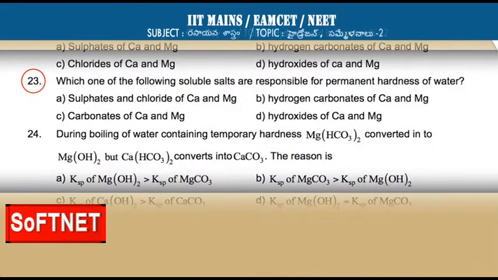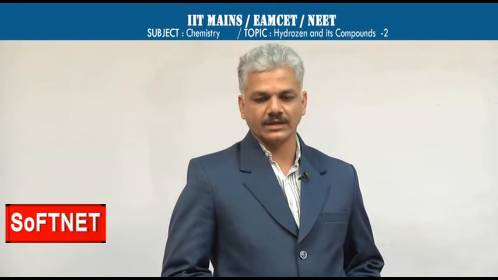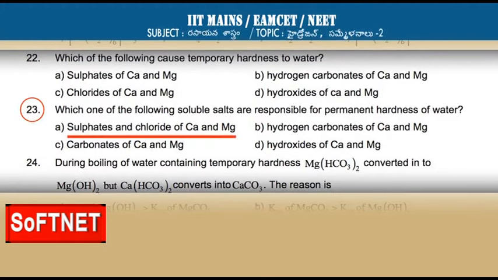23rd question. Which of the following salts are responsible for permanent hardness of water? Given options are sulfates and chlorides of calcium and magnesium, hydrogen carbonates of calcium and magnesium, carbonates of calcium and magnesium, hydroxides of calcium and magnesium. The correct option is the first one. Sulfates and chlorides of calcium and magnesium ions are responsible for permanent hardness of water.